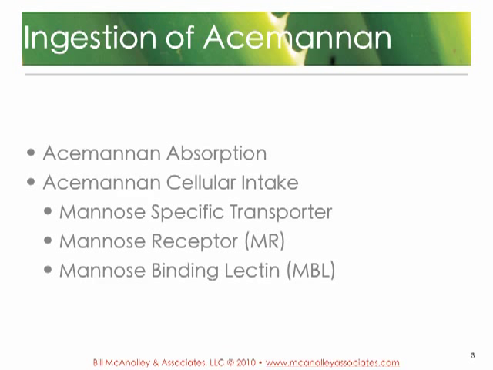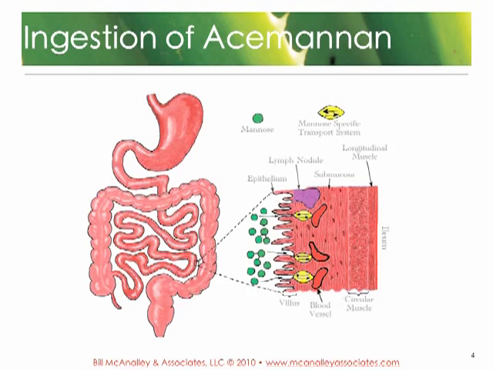Acemannan absorption takes place three different ways, and our cells in our body in general have three different mechanisms. I'm going to discuss each one of those. The first one is the specific mannose transport. What happens in the small intestine, where the bacteria are located, is that they break down polymannoses into small oligosaccharides, or little bitty 3 or 4 sugar units, and single mannose.